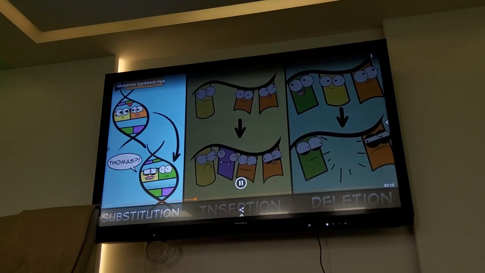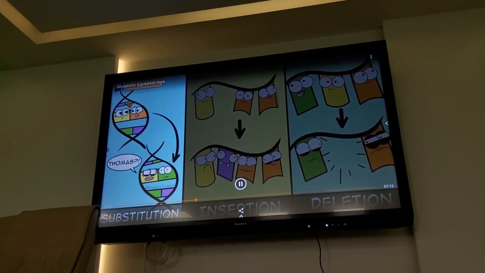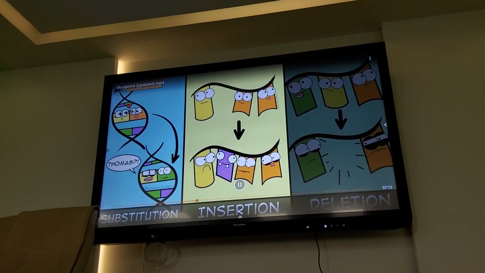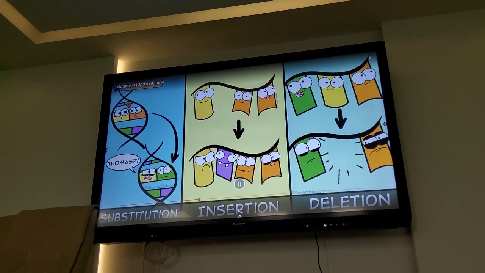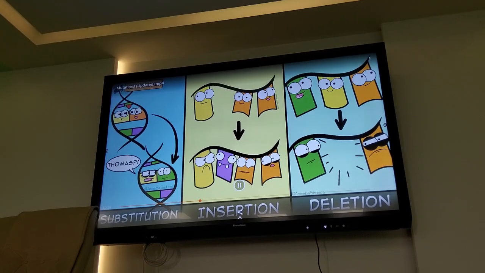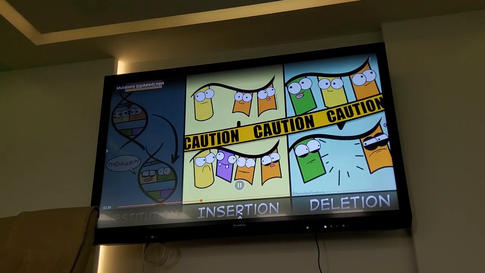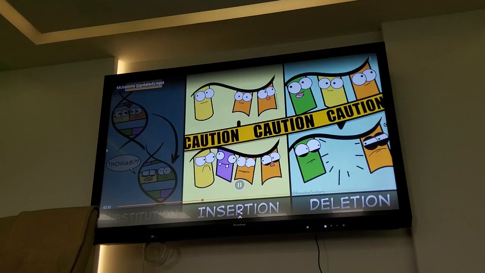Mutations could include substitution, which means the wrong base is matched. Insertion, which means an extra base, or bases, are added in. There is also deletion, which means a base is removed. Insertions and deletions have the potential to be especially dangerous.